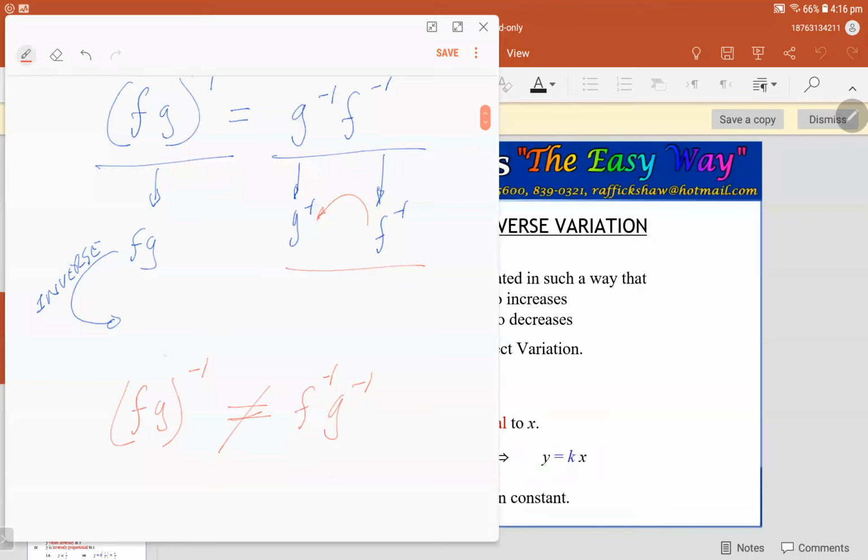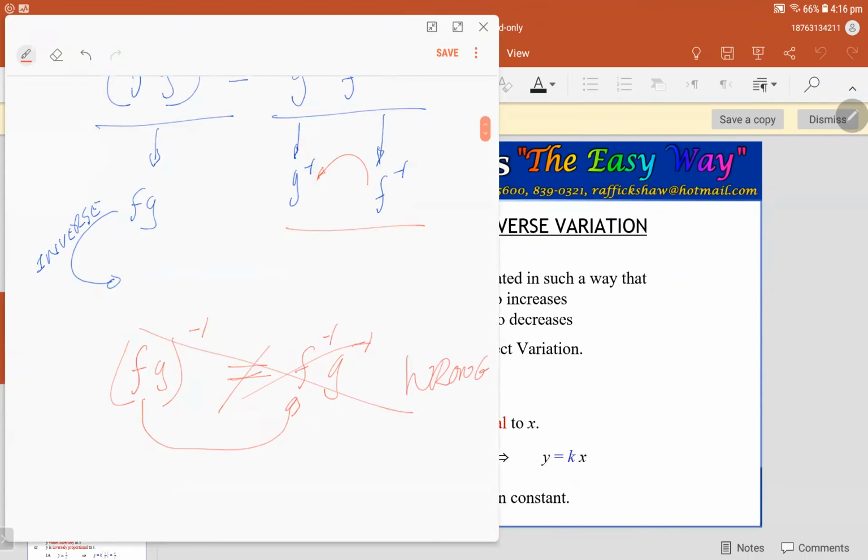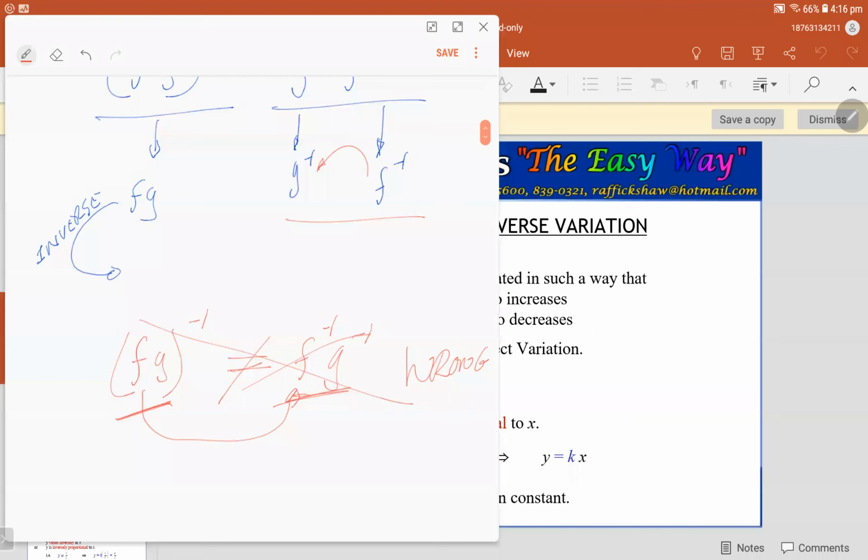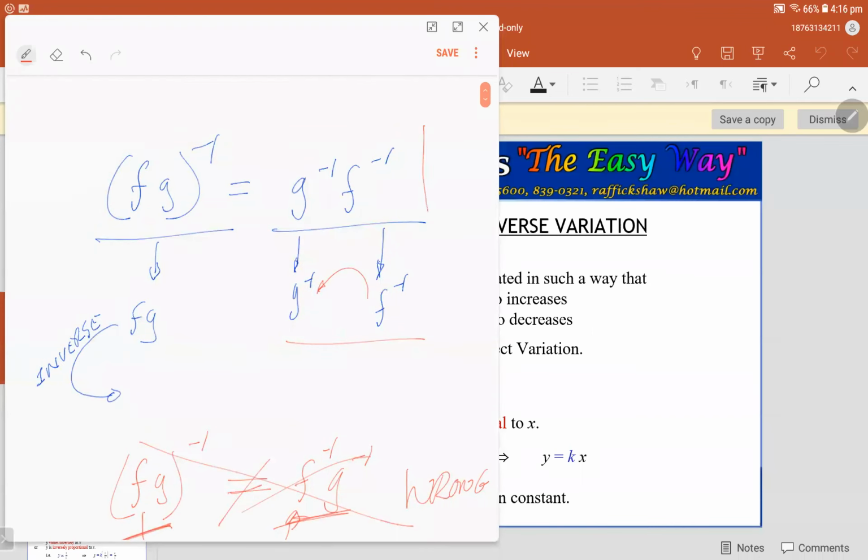So don't even bother doing this. Don't do it. If the f comes first, you can't put the f first out here. It's going to be wrong. And CSEC is not going to give you a question where it works out to be the same. The functions will be such that they are different. You might have a special case where it can be the same, but generally speaking, it has to be this one, right?